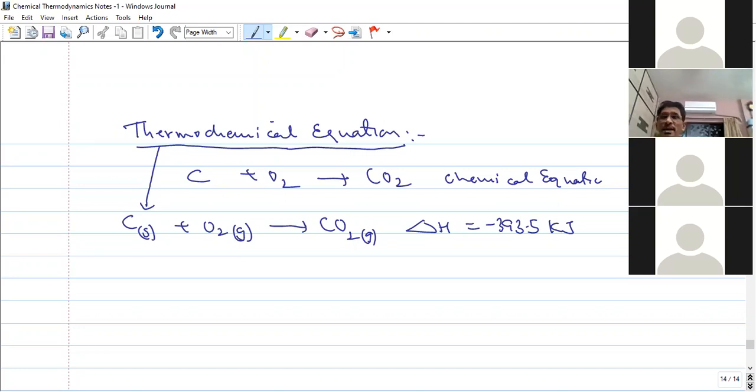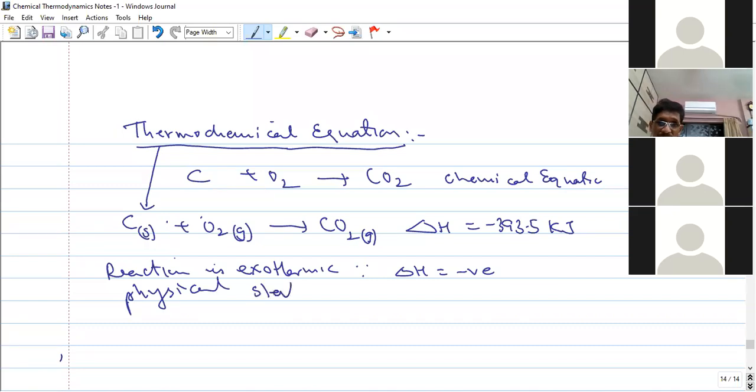Reaction is exothermic. Why do we say the reaction is exothermic? Because heat is evolved, because delta H is negative. Yes? Yes, sir. What other information do we get? The state of the product is gaseous. The state of the product is gas, the state of the reactant carbon is solid. Okay, we come to know the physical state. The physical state is known. Yes. What else do we learn?